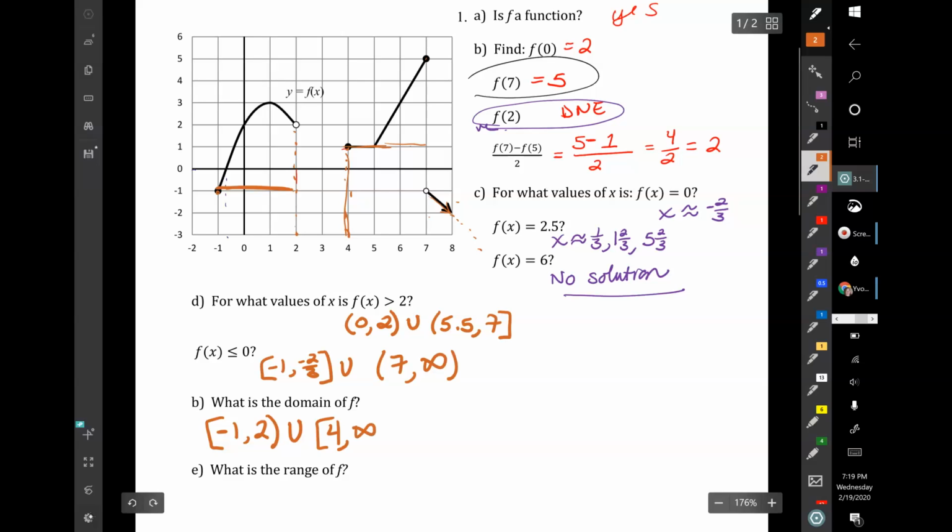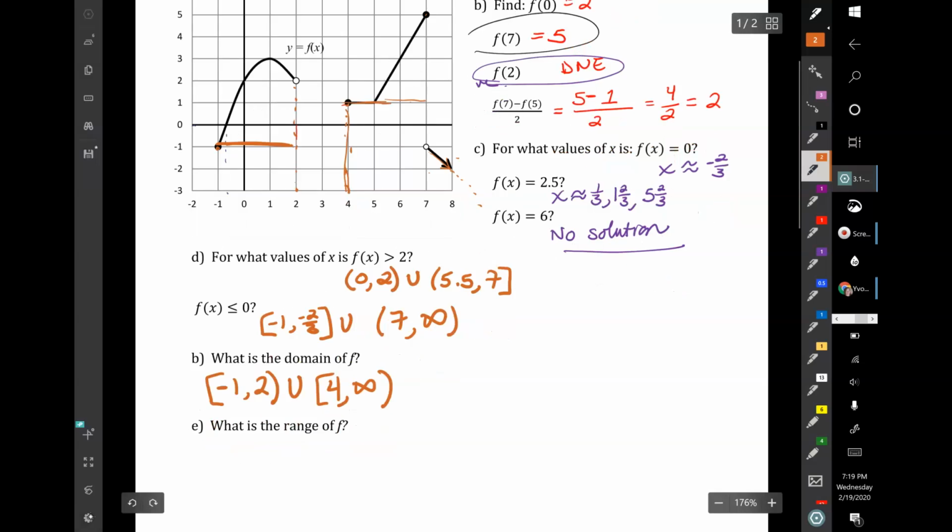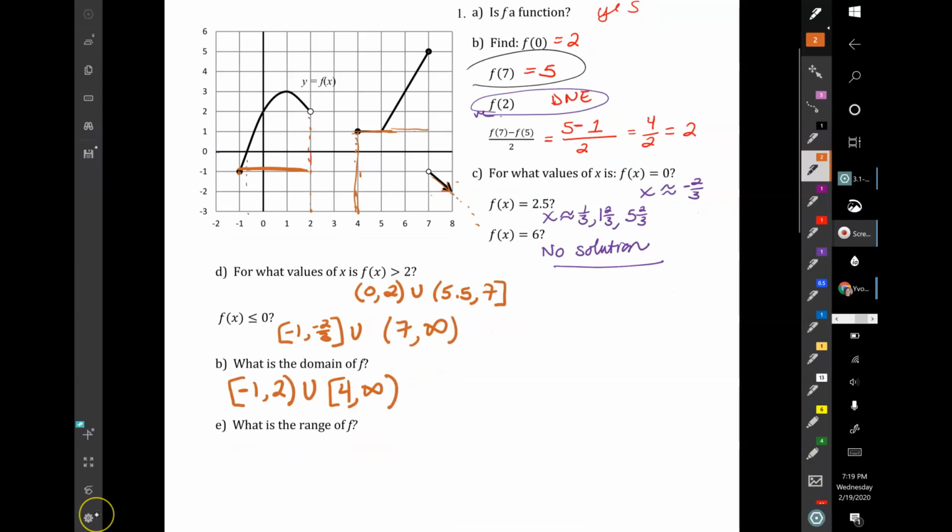So you don't need to write these separately. Like you don't need to go 4, 7 with a bracket and then union open parentheses 7 to infinity. You can just go ahead and write the infinity with a parenthesis because that 7's covered in there. Sorry about that. That just zoomed in really big.